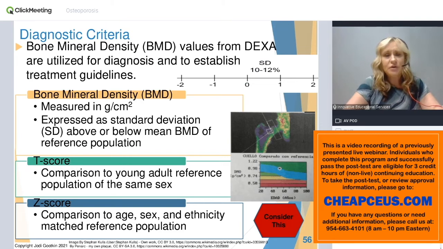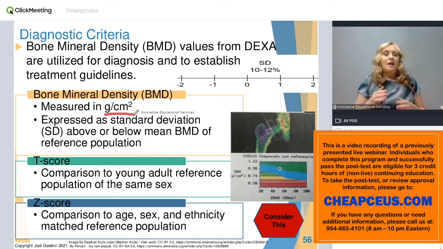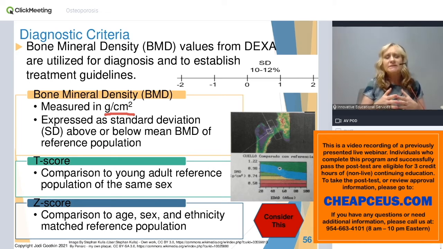That diagnostic criteria for bone mineral density values is measured in grams per centimeter squared. What they look at is what normal bone integrity should be. What should the normal architecture look like for an individual who has their bone integrity at the peak of their life? And peak bone density tends to be at around 30 years old. So 30 years old is utilized as that reference for what's called our T-score.